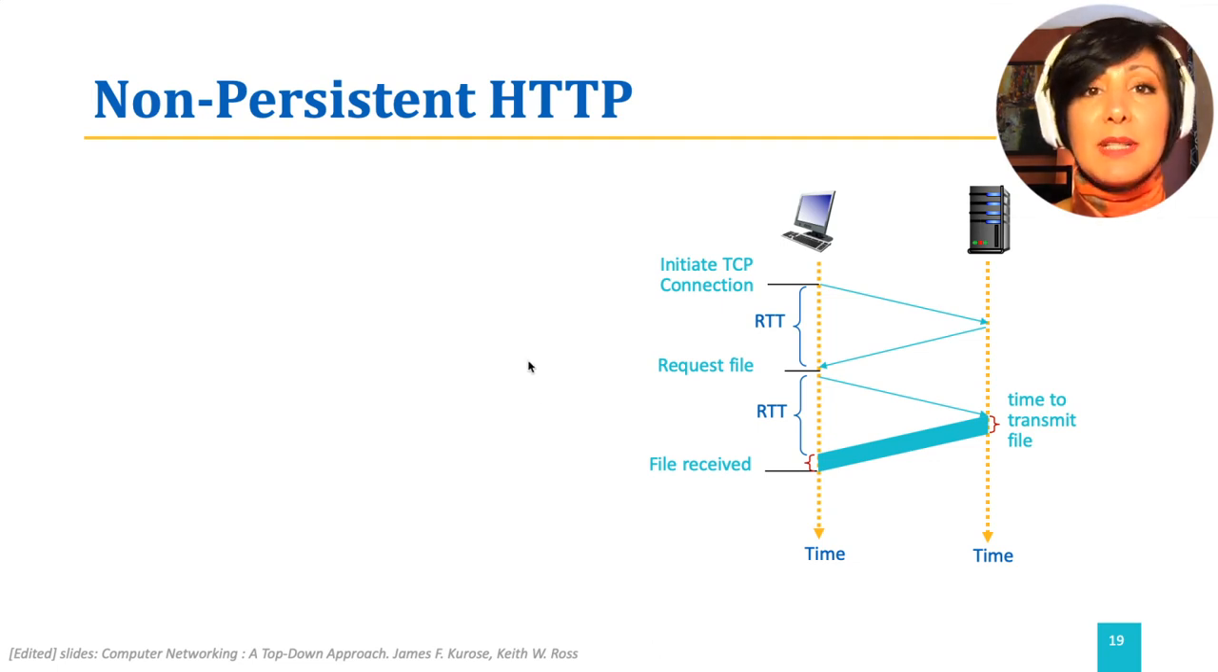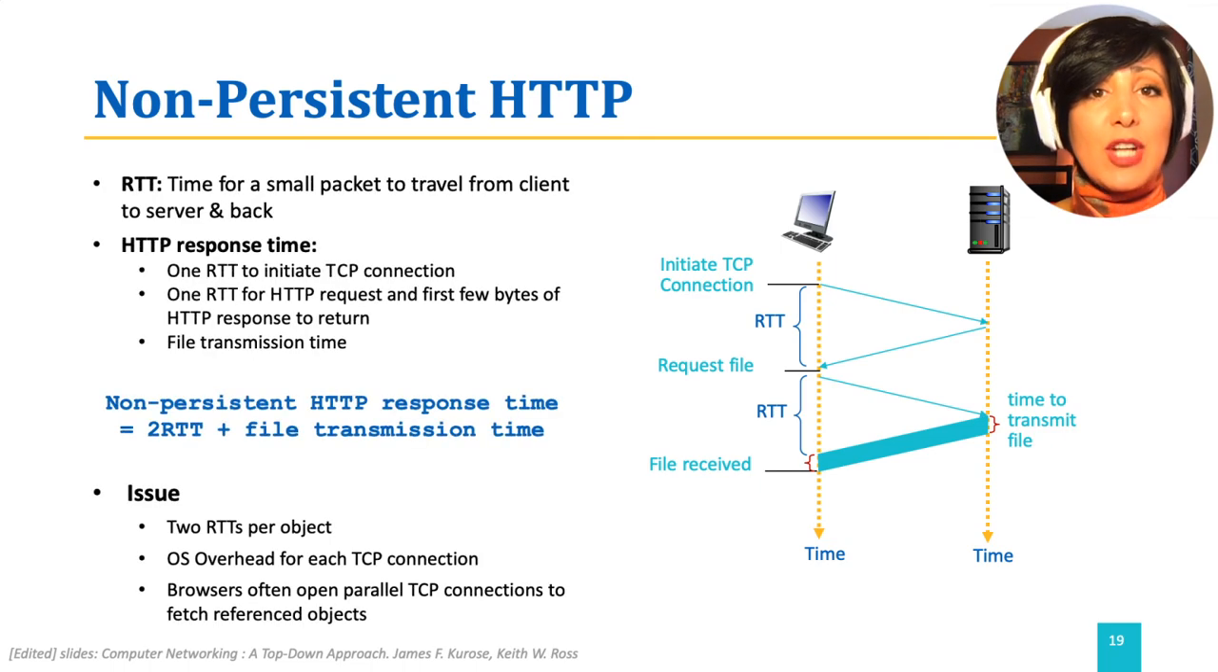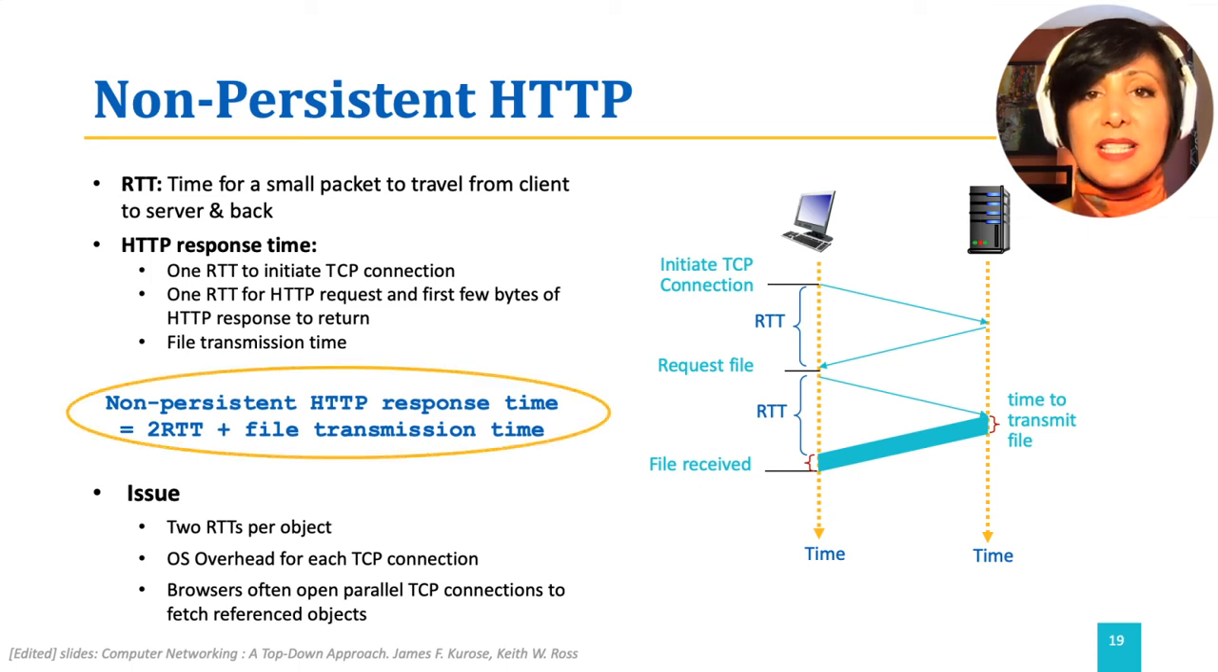Let's take a look at the time it takes to respond to an HTTP request. The time for a small packet to travel from client to server and back is called round trip time, or RTT. When an HTTP request is sent from a client to the server, it takes one RTT to initiate the TCP connection. Then it takes one RTT for the HTTP request and first few bytes of the HTTP response to return. And there is also the file transmission time. So, non-persistent HTTP response time is 2 RTT plus file transmission time.